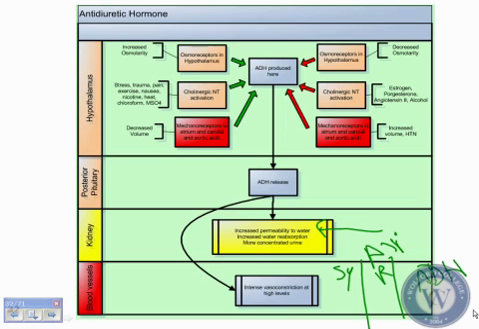This is what confuses students and it drives me crazy. I don't know why the heck they didn't just leave it simple. Okay. It's vasopressin. Vasopressin is ADH. Okay? Why they had to change it, I don't know. Okay? It drives me crazy.